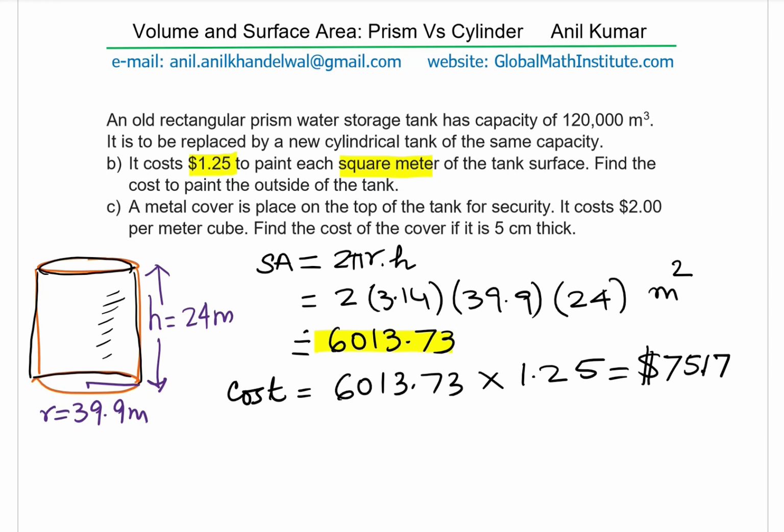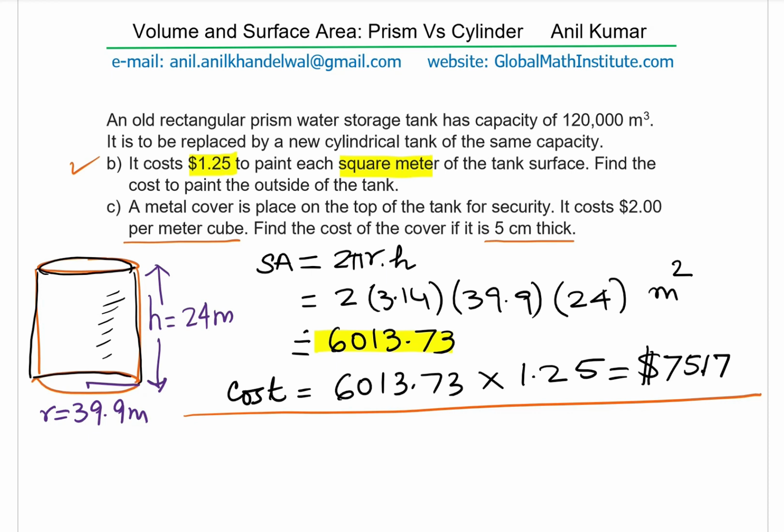So we'll do part C now. We have done part B. Okay, let me just draw a line here. Now let's do part C. So we've done B. A metal cover is placed on the top of the tank for security. It costs $2 per meter cube. Find the cost of the cover if it is 5 centimeter thick. Right? And the cost is per meter cube.